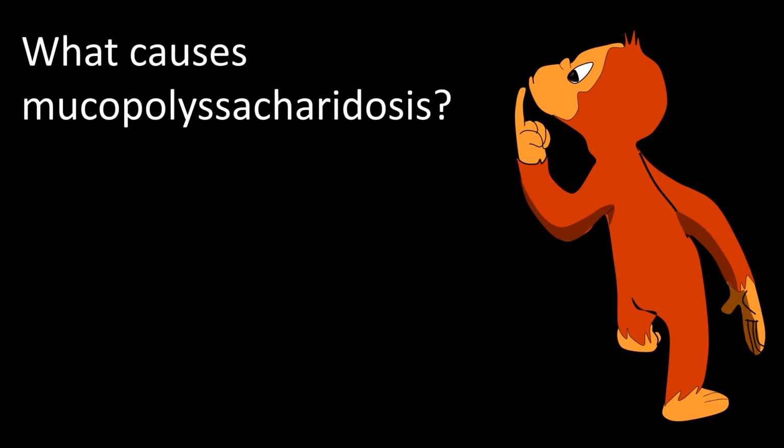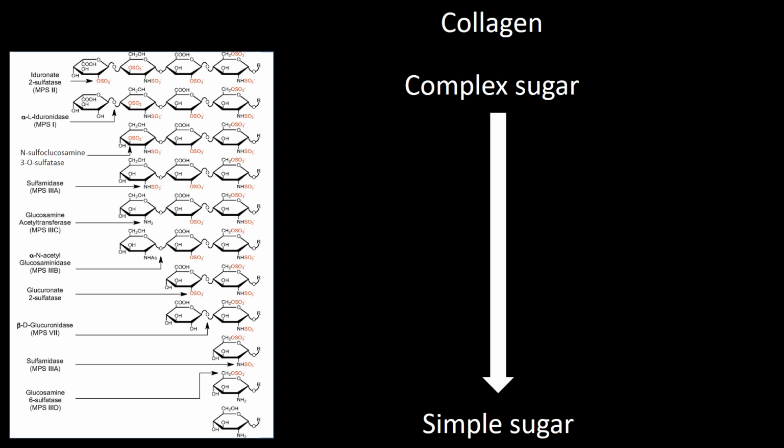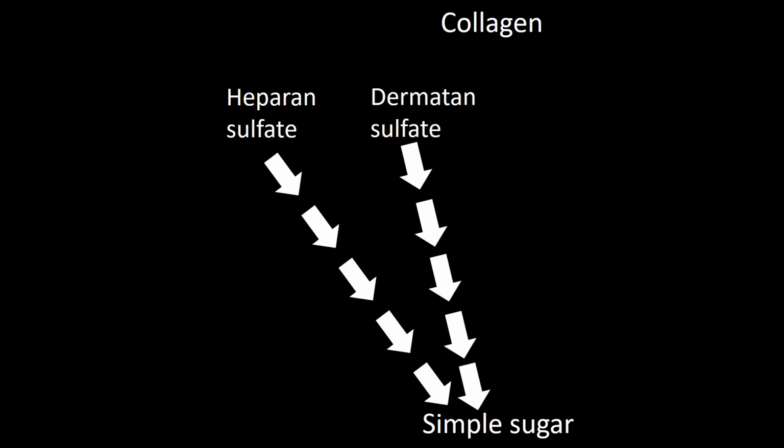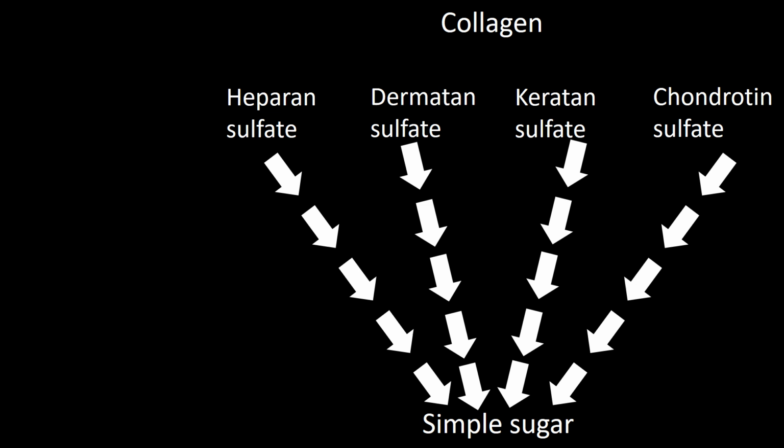So what causes mucopolysaccharidosis? This is a sample of an enzyme catabolic pathway for mucopolysaccharides. This is the pathway that transforms complex sugars from collagen to simple sugars. The major complex sugars, that is mucopolysaccharides, are heparan, dermatan, keratan, and chondroitin.